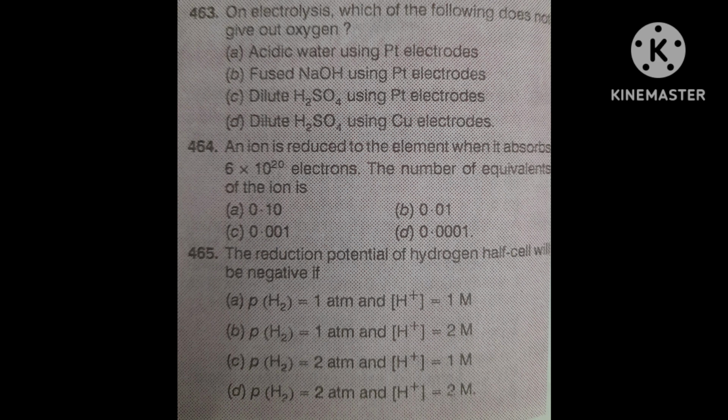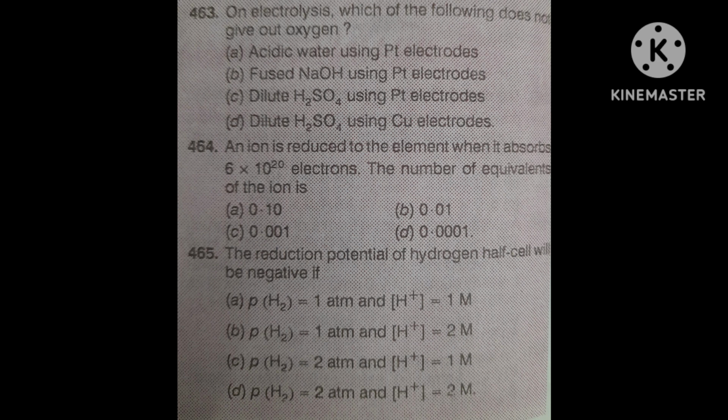Then in the given options, you can see 4 options are there. When pressure is 2 atm and hydrogen ion concentration is 1 M, only then you will get 2 by 1, that is greater than 1. Then it will be negative, because 2 divided by 1 is 2, and in front it is minus 0.059, correct? Hence you will get a negative value only when pressure is 2 atm and hydrogen ion concentration is 1 M. That is the correct option, option C. Pressure of hydrogen gas is equal to 2 atm and H plus ion is equal to 1 M.